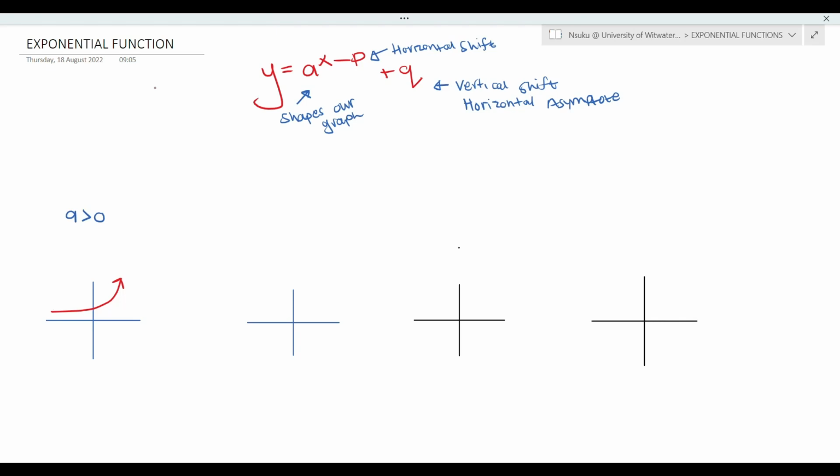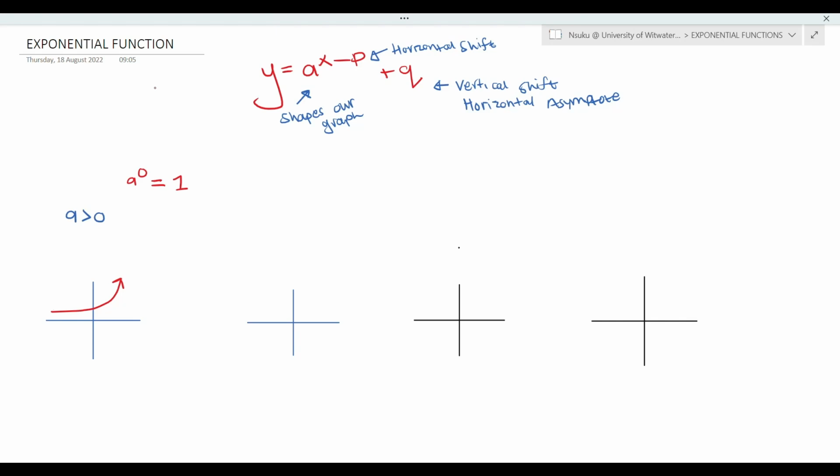Our y-intercept will most likely be the same in many cases, because we know that a to the power of 0 is equal to 1, or any value to the power of 0 is equal to 1, so long as that value is not 0, right? So our y-intercept in many cases will be equal to 1.